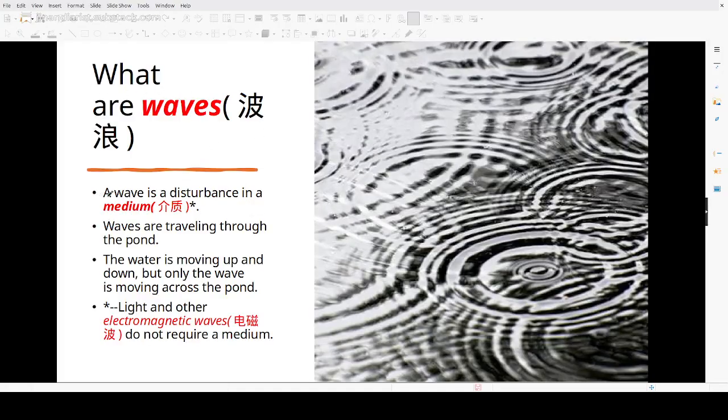What are waves? A wave is a disturbance in a medium. Here are waves traveling through a pond. The water is moving up and down, but only the wave is moving across the pond. The wave is moving across the pond, the water itself is moving up and down. And light and other electromagnetic waves, which we're not going to talk about right now, do not require a medium.